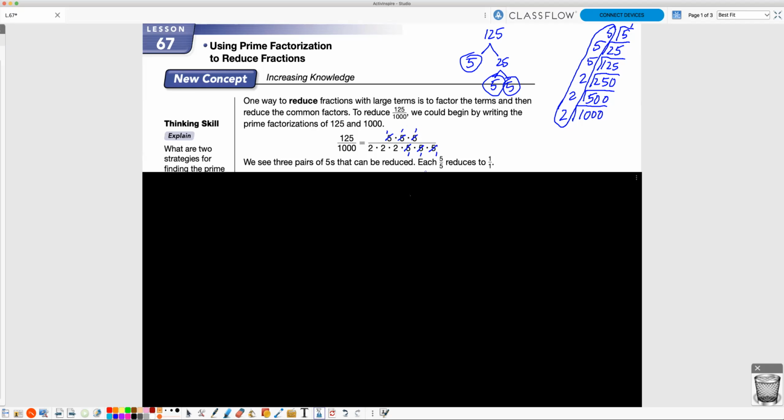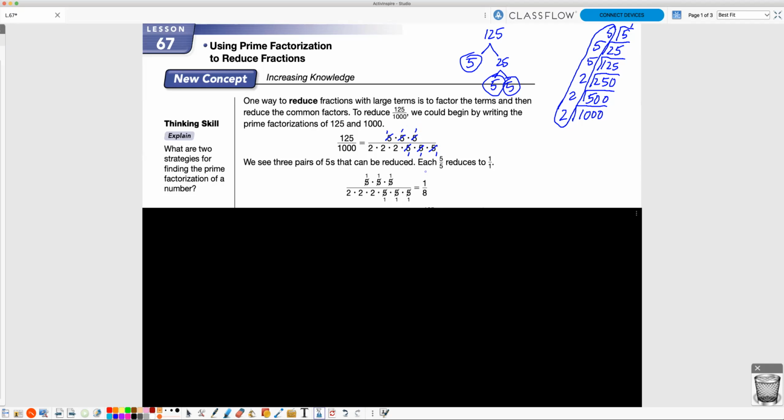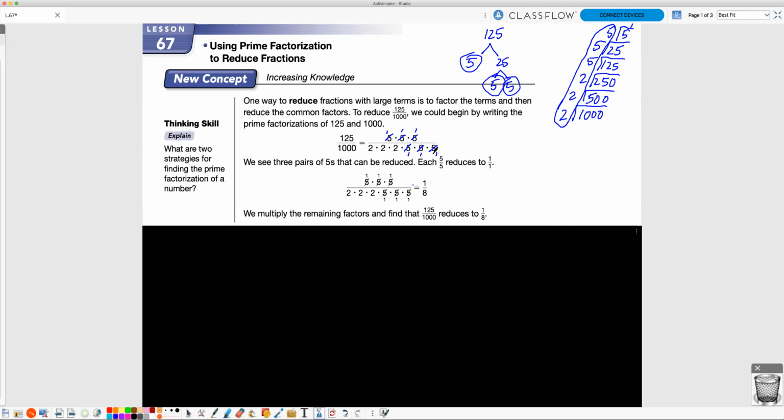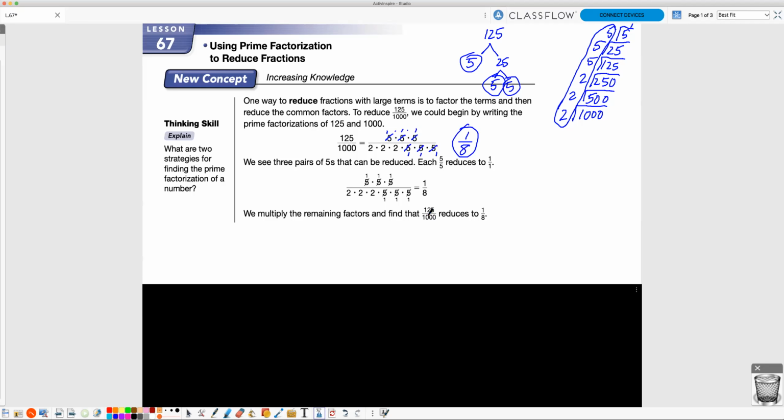What you have then is 1 times 1 times 1 in the numerator, and 2 times 2 times 2 times 1 times 1 times 1 in the denominator. You end up with 1/8 as the final answer. So 125/1,000 reduces to 1/8. So the two strategies for finding the prime factorization of a number are factor trees or division by primes, and we did both of those here.